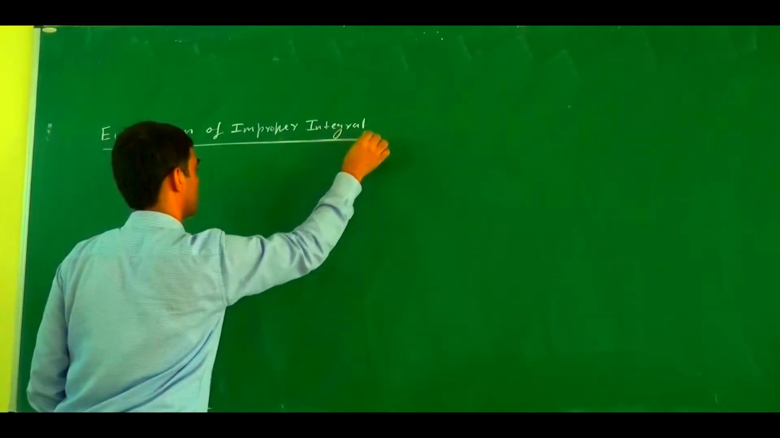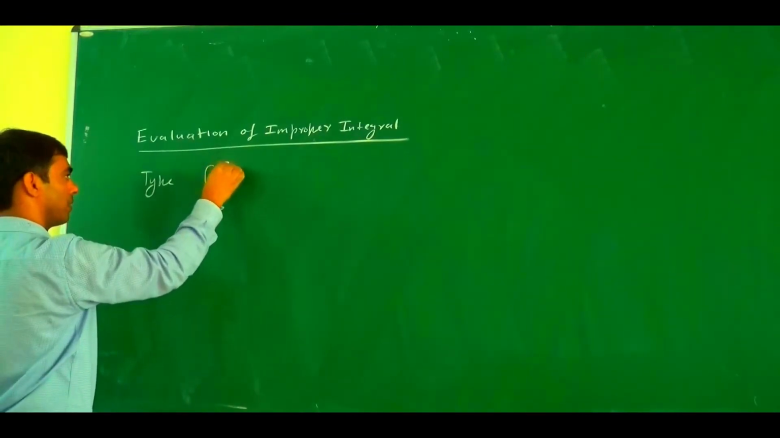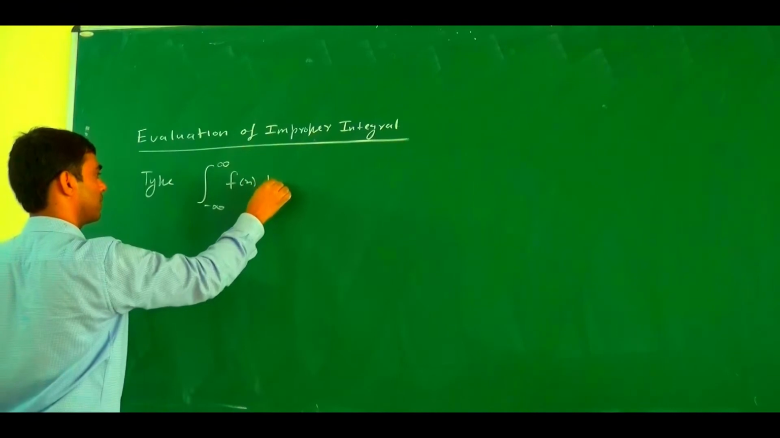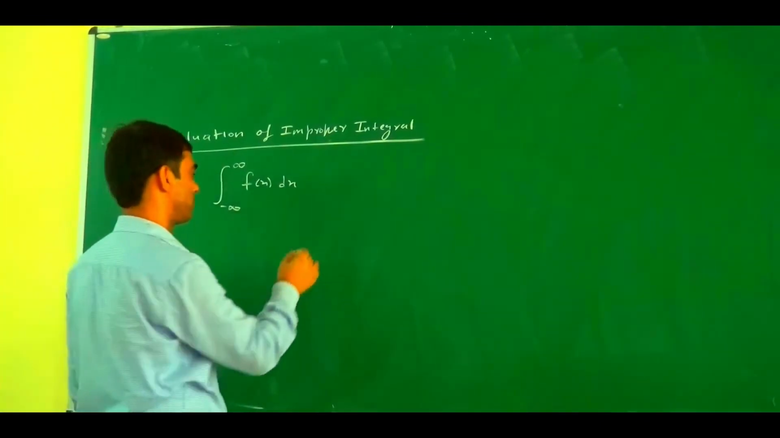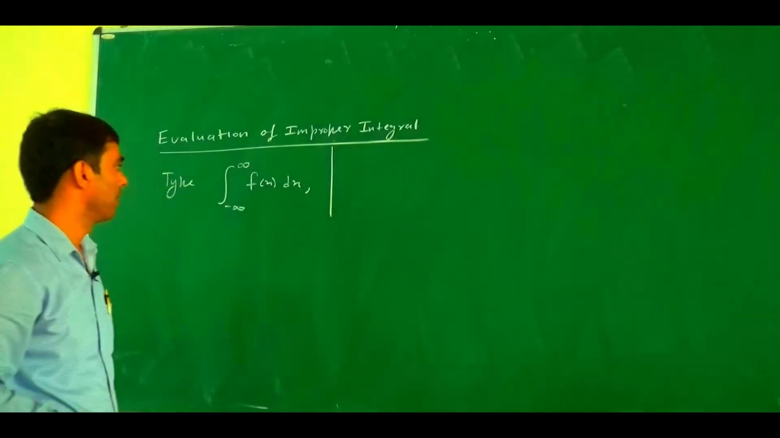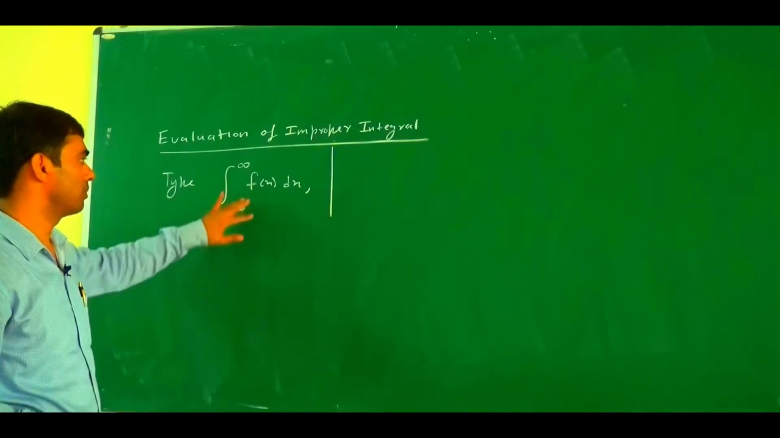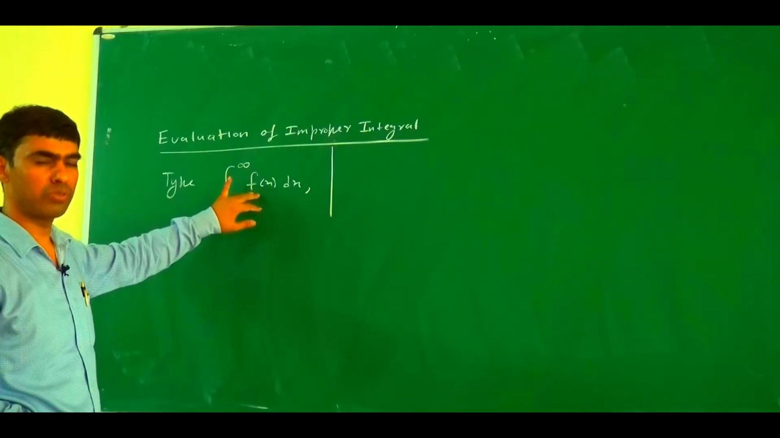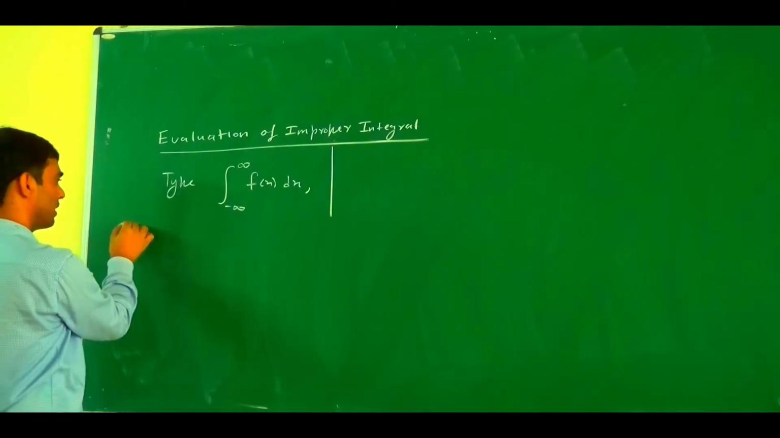Evaluation of an improper integral of the form what? Type, what is it? Minus infinity to infinity f(x) dx, and if some singular points lie on the real axis. So, if some points lie on the real axis, then how do we solve this one? Here, f(x) is a rational function p(x) upon q(x), and there is no common factor between p(x) and q(x). So how do we evaluate this type of integral?